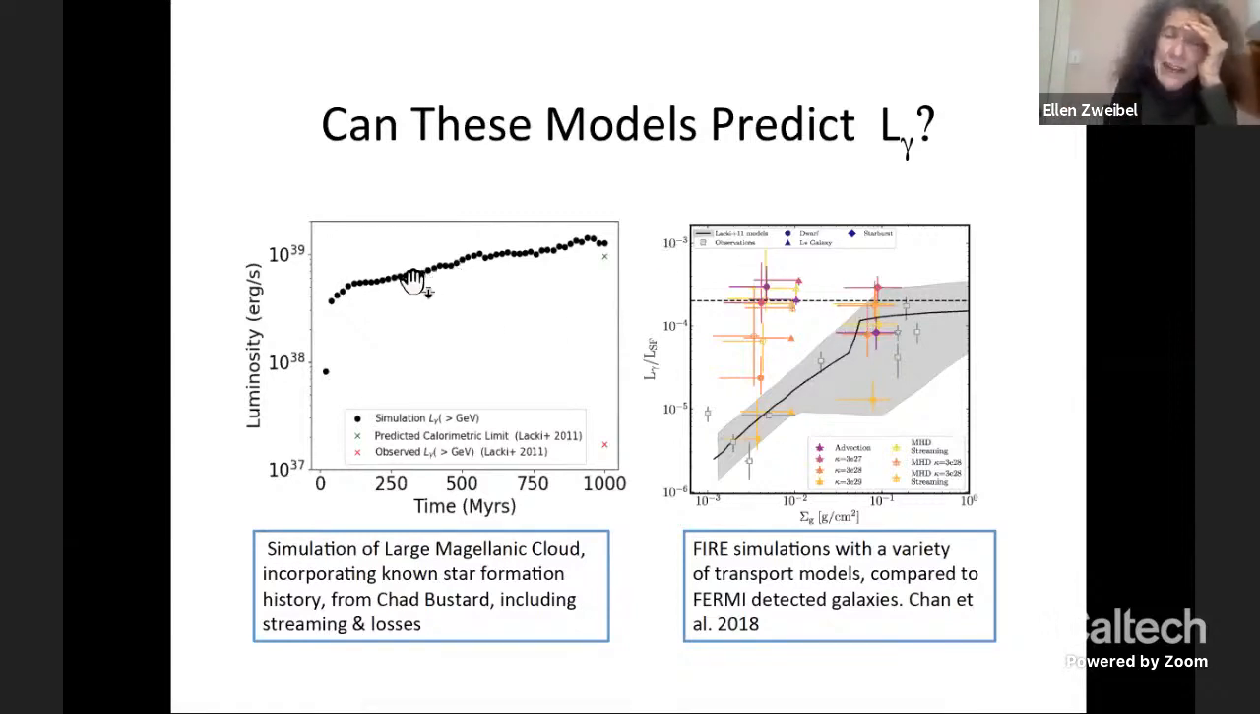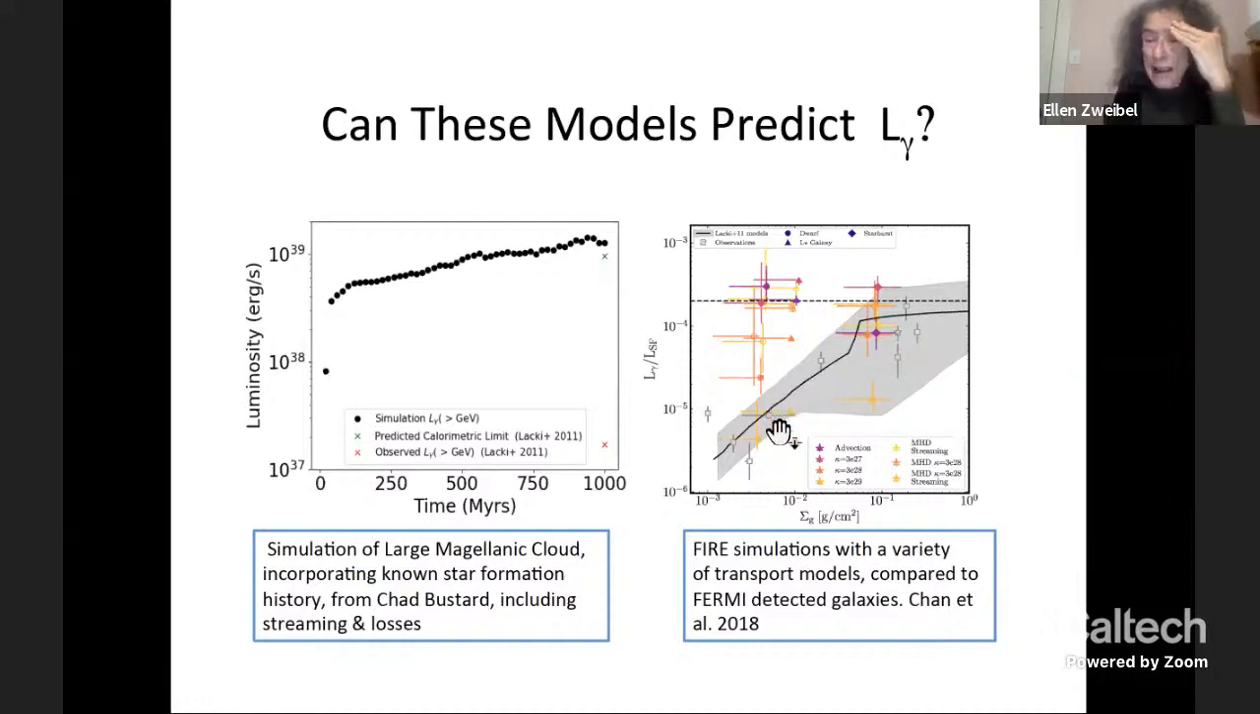So here on the left is a model of the Large Magellanic Cloud that Chad Bustard made, trying to put in the star formation rate in the LMC over the past gigayear as reconstructed by Harris and Zaritsky. So here is the observed flux of gamma rays. Here's the calorimetric limit, and these black dots are our model. Obviously, it does not work well.